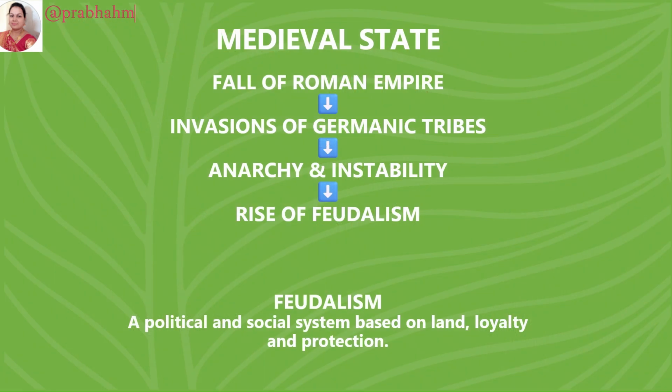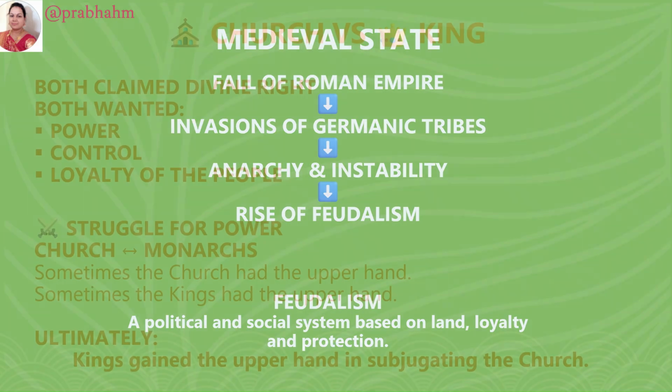After the fall of the Roman Empire, Germanic tribes invaded many parts of Europe. This resulted in anarchy and instability. People needed protection and security. This contributed to the rise of feudalism. Feudalism was a political and social system based on land, loyalty and protection. The king was at the top. Below the king were nobles or lords, followed by knights and vassals. Peasants and serfs formed the lower base of the system.